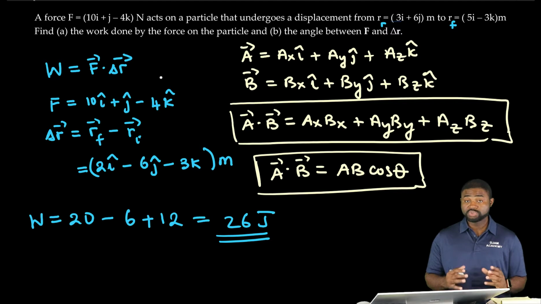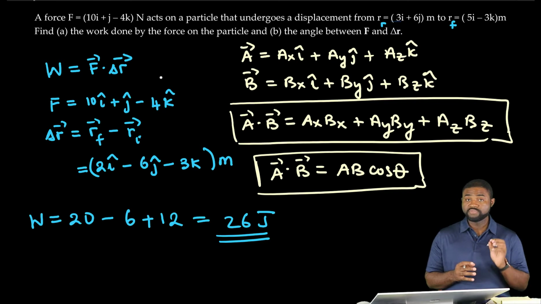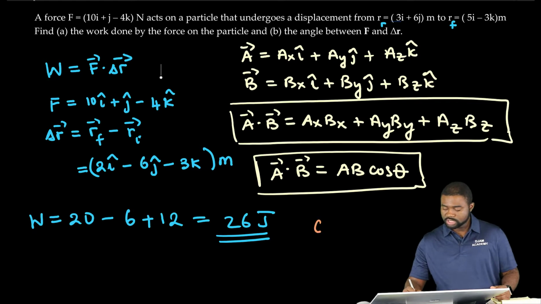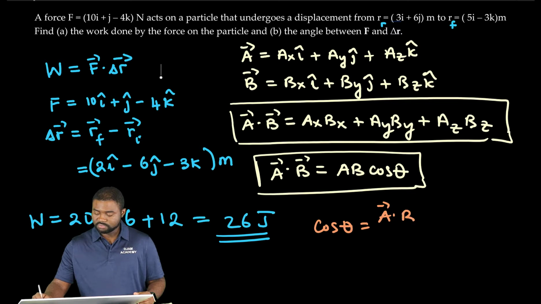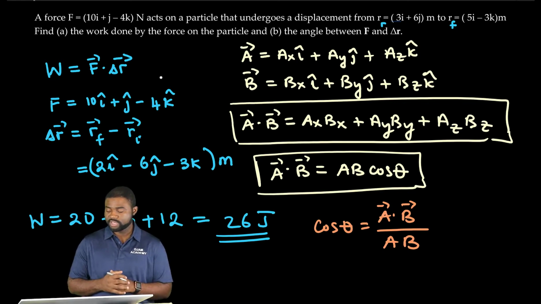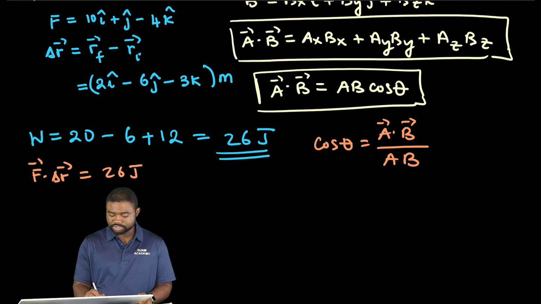The next part of the question, which is really important, is to calculate the angle between the force F and the displacement vector. So cosine of theta is equal to A dot B divided by AB. Remember, A and B are the magnitudes of vector A and vector B. In that case, we know that F dot dr is equal to 26 joules.